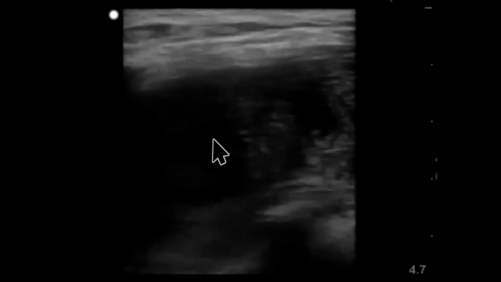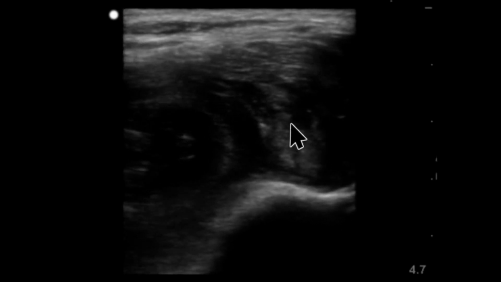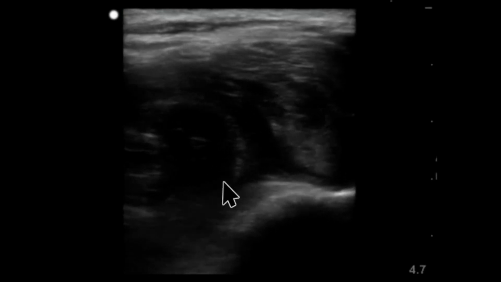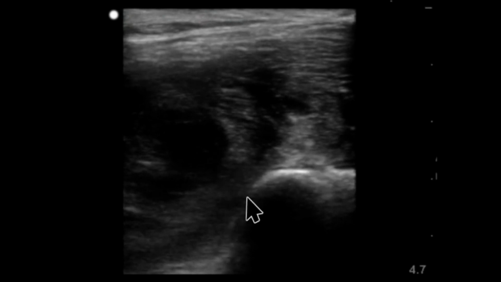Basically, it's within the muscle fibers of the psoas. This is psoas, it's kind of over here, then stretching out this way. We can see this large hematoma formation just adjacent to the spine in this psoas hematoma.